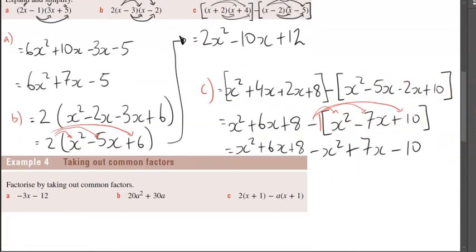And this is where we can now finally tidy up and collect our like terms. x squared, take away x squared, cancels out. 6x plus 7x is equal to 13x. And 8 minus 10 is negative 2.